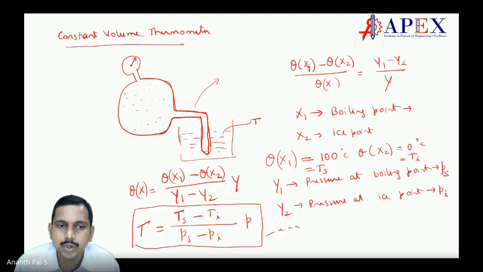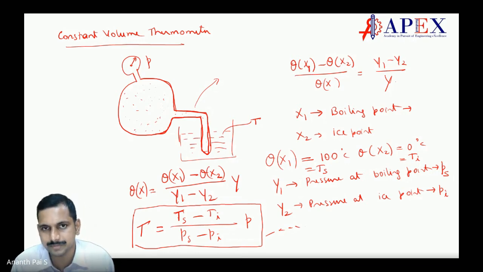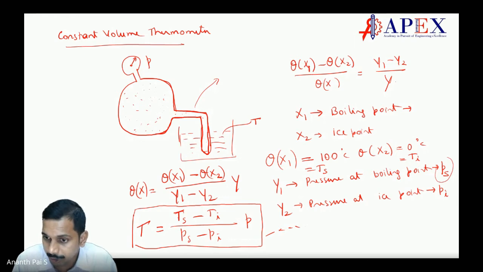At this temperature, we first put it in ice and see what the pressure P is. When you put it in ice, the pressure will be PI. When you put it in steam, at the boiling point, we call the pressure PS. When you put it at the ice point, we call it PI. We record that pressure and put it here.